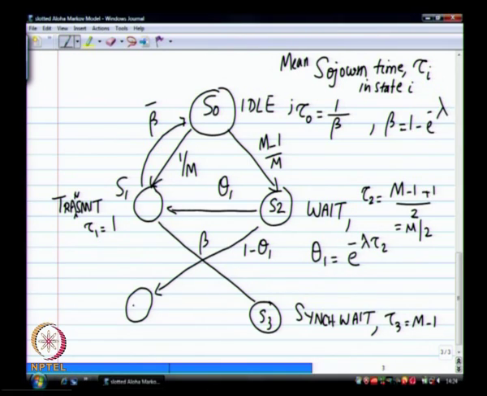So both are transmit states, and again with numbering the paper might be different. I might have renumbered this 3 and 4 differently. So we will just use this. My paper does not have this 1 by m business and all that, slightly different model, but you should be able to get the flow. So from here to here, this is the probability theta 1, 1 minus theta 1. So the sojourn time is again 1.